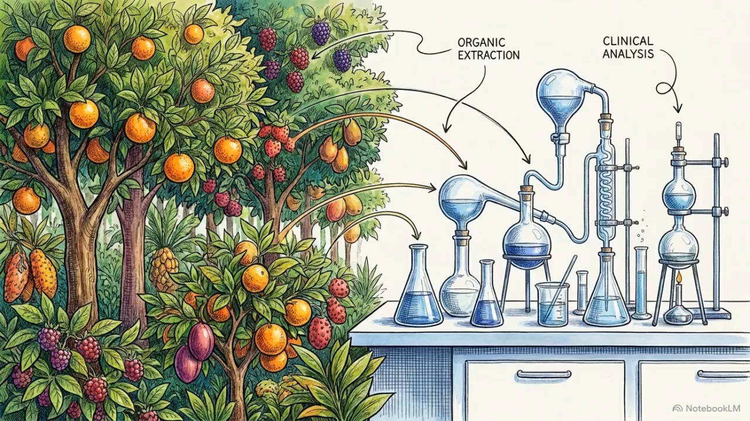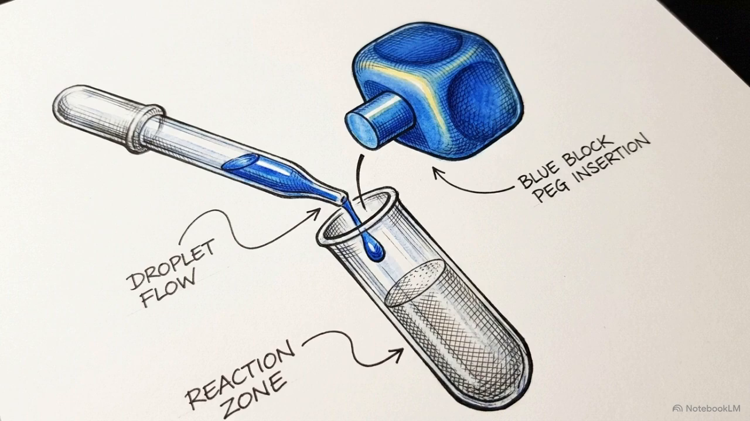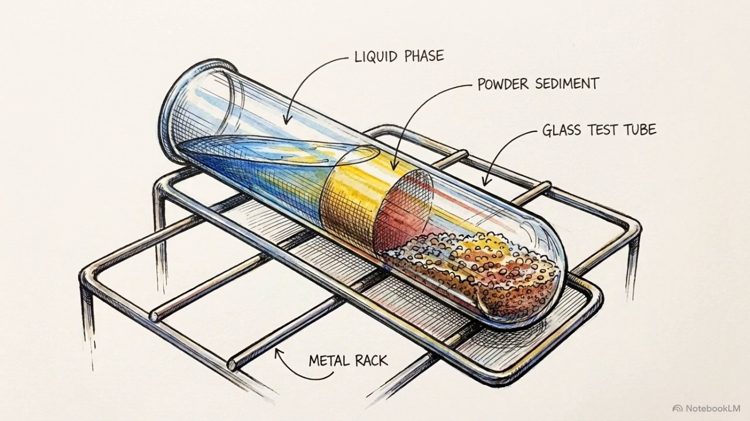Imagine doing a little microscopic cooking. We start our lab recipe by taking a dry glass test tube and mixing in salicylic acid, our red block, with methanol, which acts as our blue alcohol block. If you just let them sit there, nothing happens. They need a little encouragement to connect.